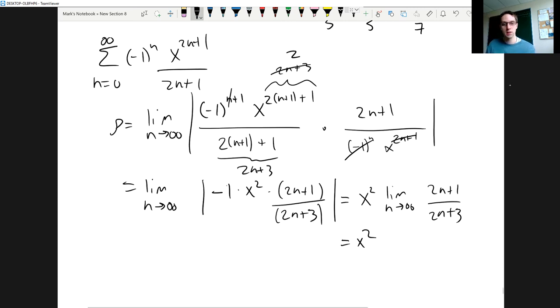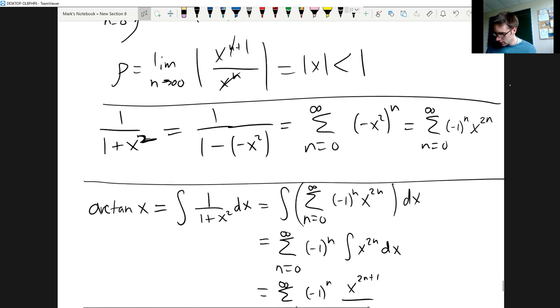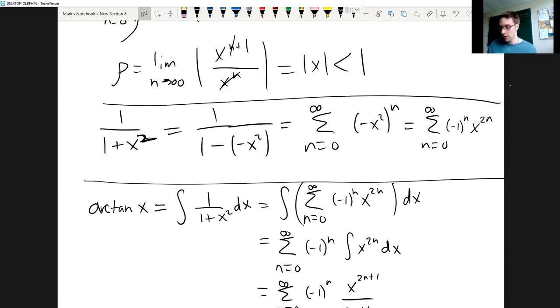And so we get just x squared. So rho is equal to x squared. Well, when does that converge? It converges when that is less than 1, and x squared is less than 1 when x is between negative 1 and 1. Okay? So interesting. Our interval of convergence, now we did not check the endpoints, we could, but at least the radius of convergence here is 1, which is exactly the same as the original problem, and then this 1 over 1 plus x squared, which we derived from it.